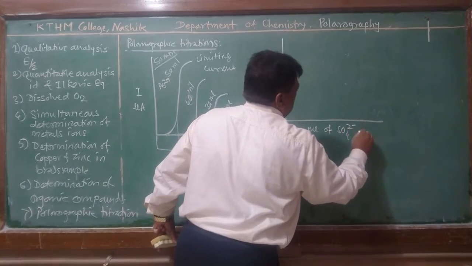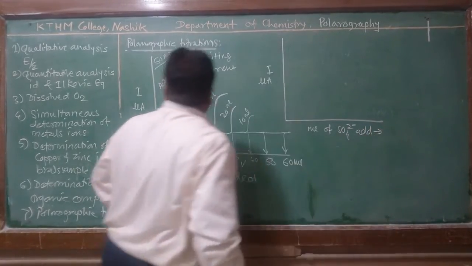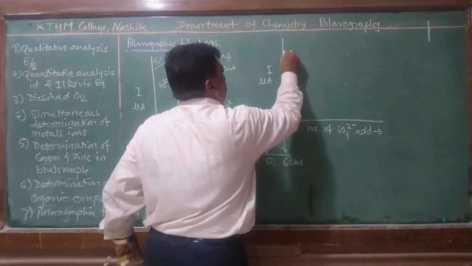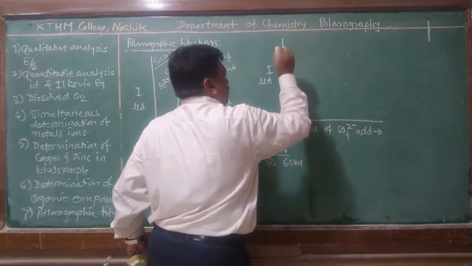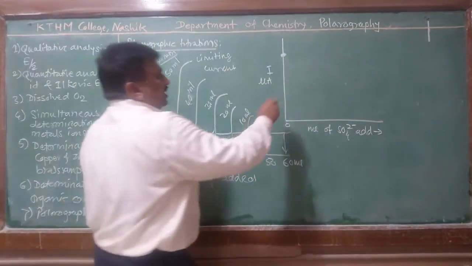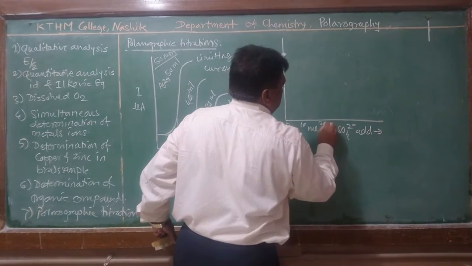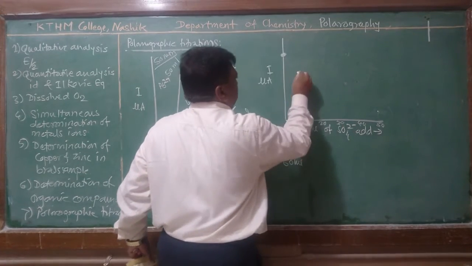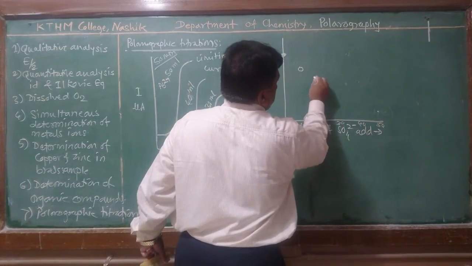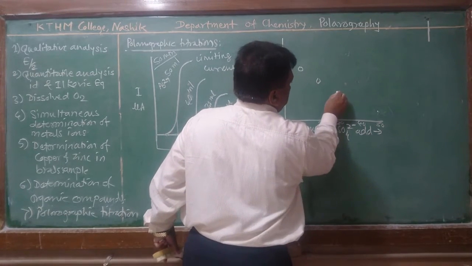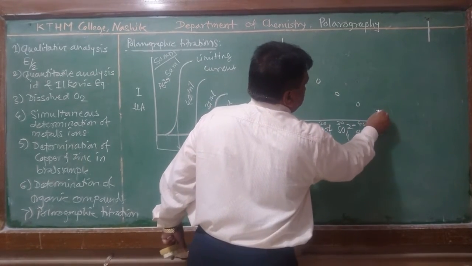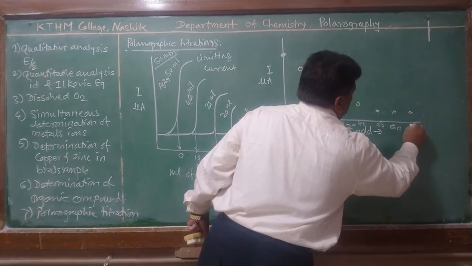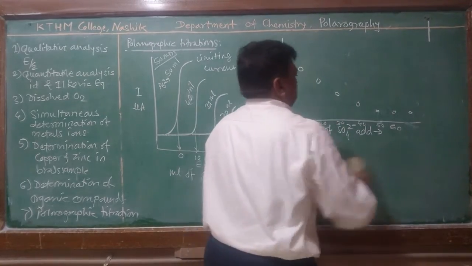sulfate ion added. For this, we have maximum diffusion current when we add 0 ml. Therefore, this is the current when 0 ml sulfate is added. This is the current when 10 ml, 20 ml, 30 ml, 40, 50 ml of sulfate is added. Therefore, it decreases in this fashion, and it reaches equal to the residual current. That means 60 ml.